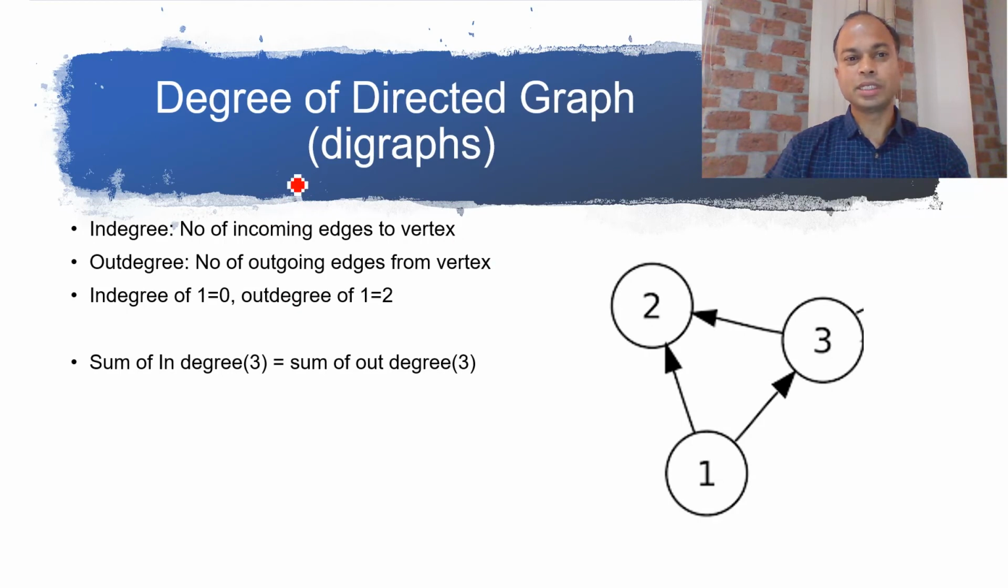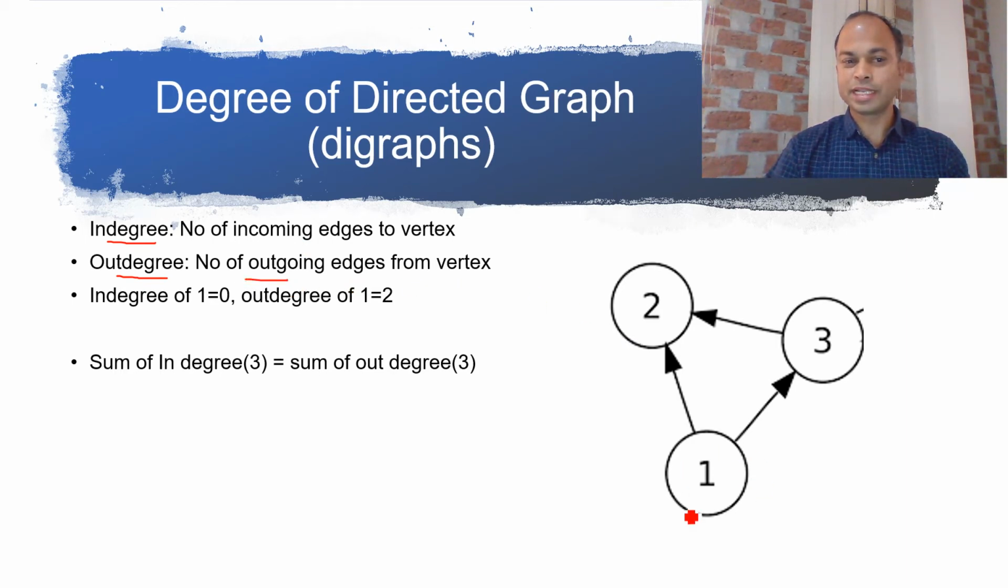If we talk about the degree of a directed graph, then we divide the degree into two parts. The first one is in degree, the second one is out degree. In degree means the number of incoming edges to the vertex. Outgoing degree means the number of outgoing edges from the vertex.